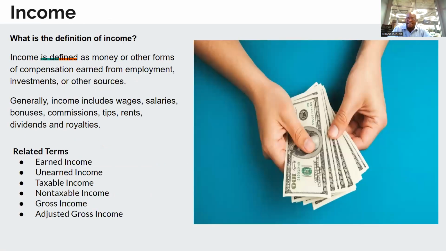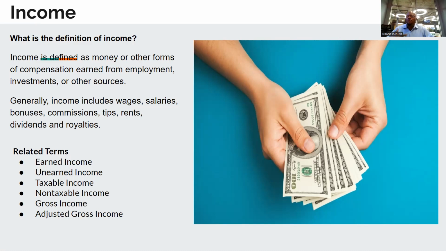Now we're done with dependents. The next thing to cover is the concept of income. What is the definition of income? Income is defined as money or other form of compensation earned from employment, investment, or other sources. Generally, income includes wages, salary, bonuses, commission, tips, rent, dividends, and so on. Some related terms include earned income, unearned income, taxable income, non-taxable income, gross income, and adjusted gross income. These are some of the related terminologies.